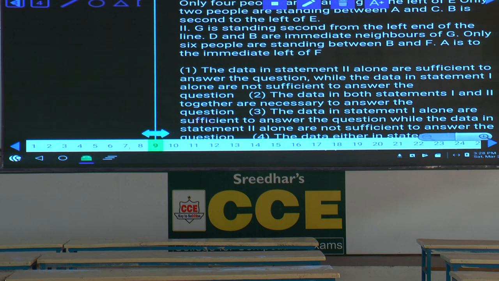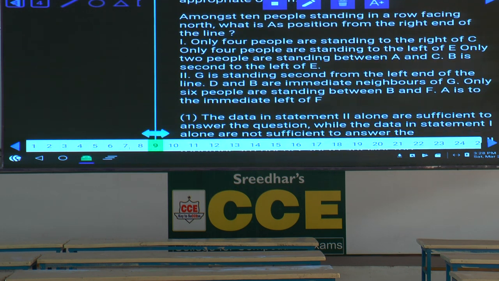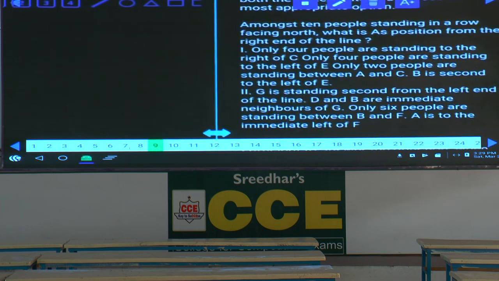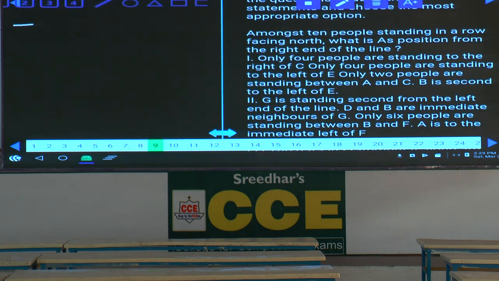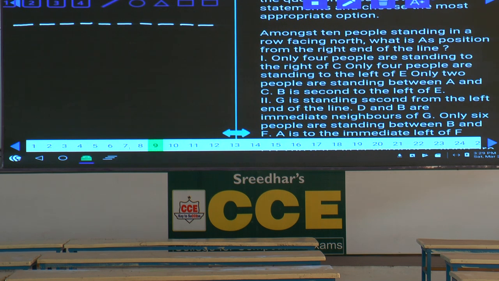Then question number 9. In this one, among 10 people standing in a row facing north, what is A's position from the right end of the line? All the persons are facing towards north only. Tell me how many are there? There are in total 10 persons. What is A's position from the right end of the line?